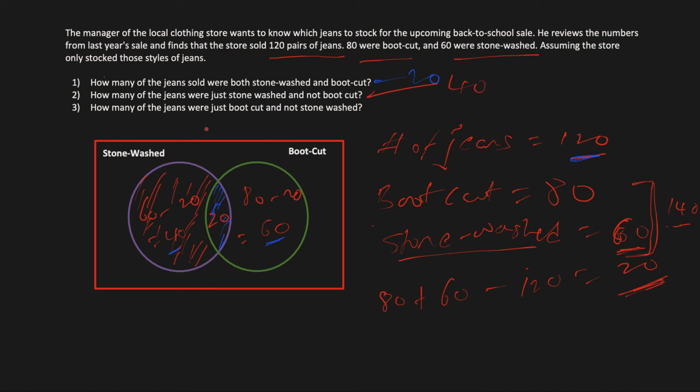And then how many of the jeans were just bootcut and not stonewashed? So we'll only look at this part of the green circle, not the common one. So we know that this is 60. Cool.